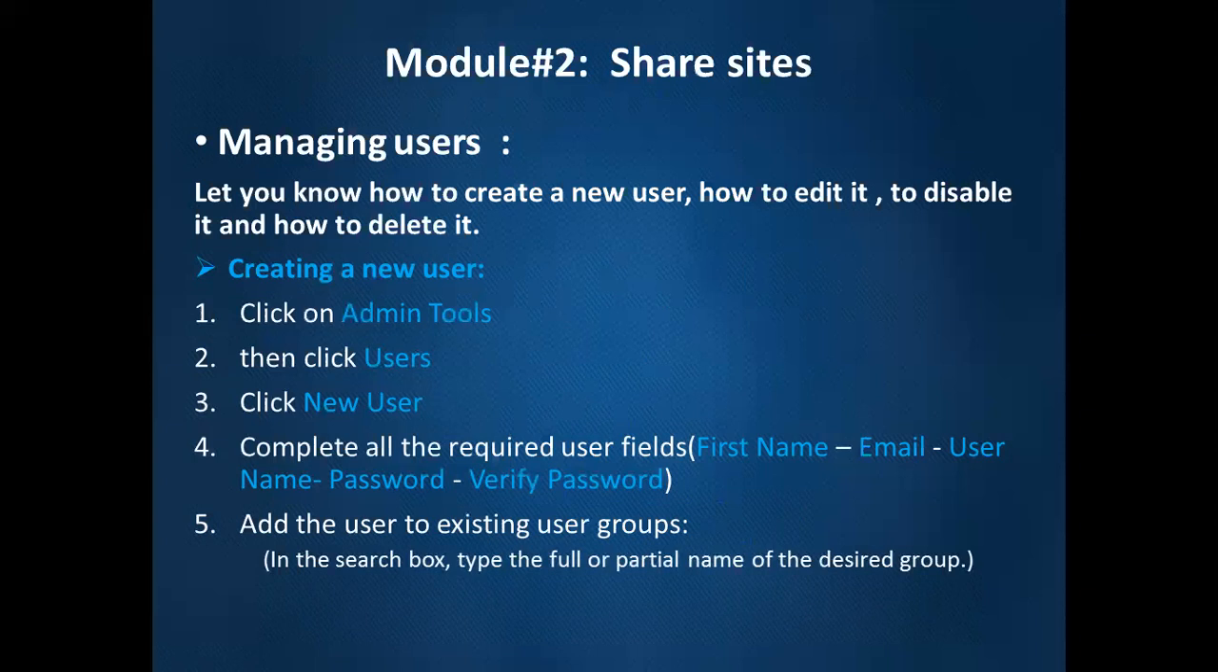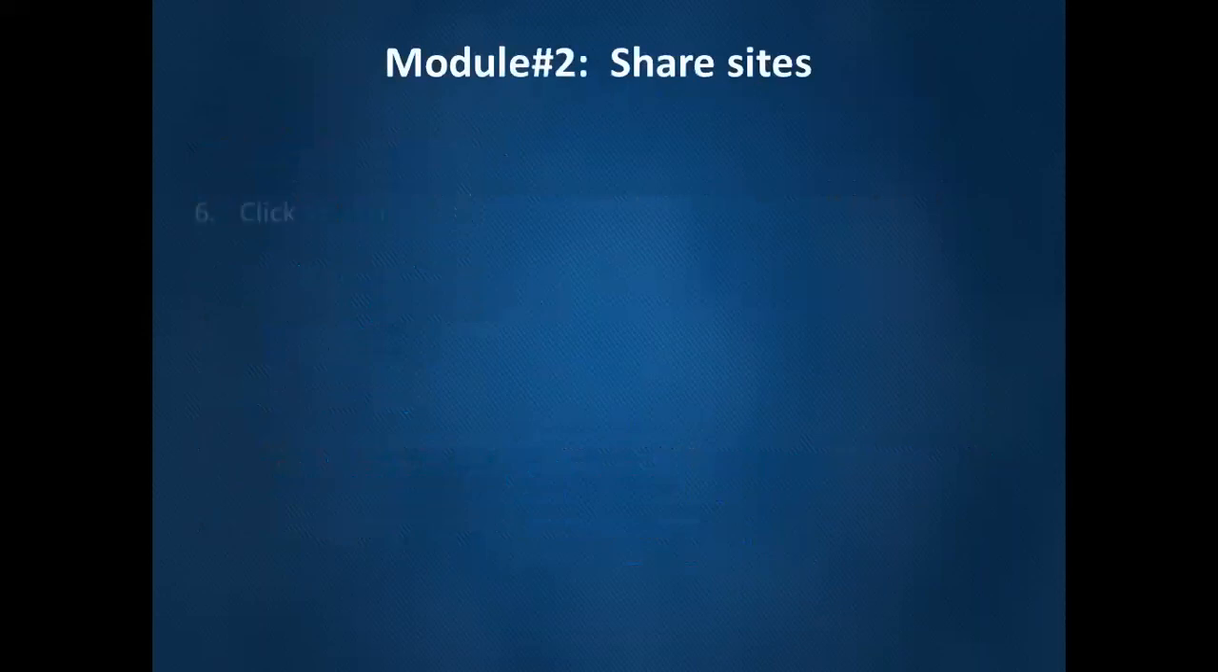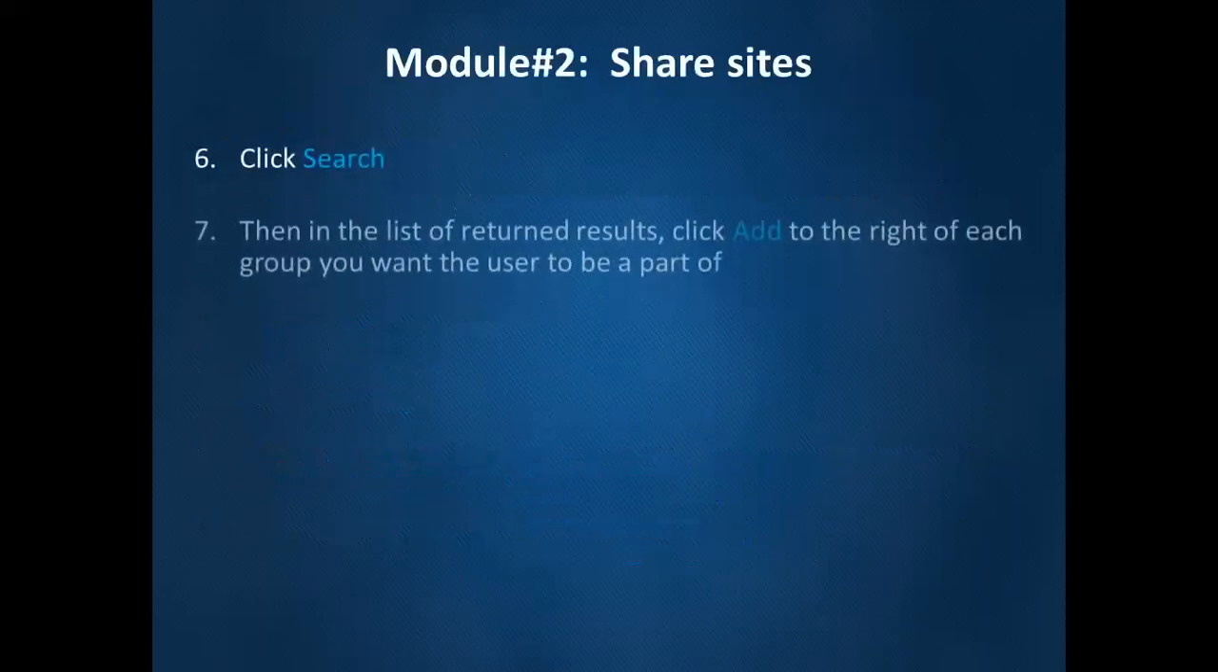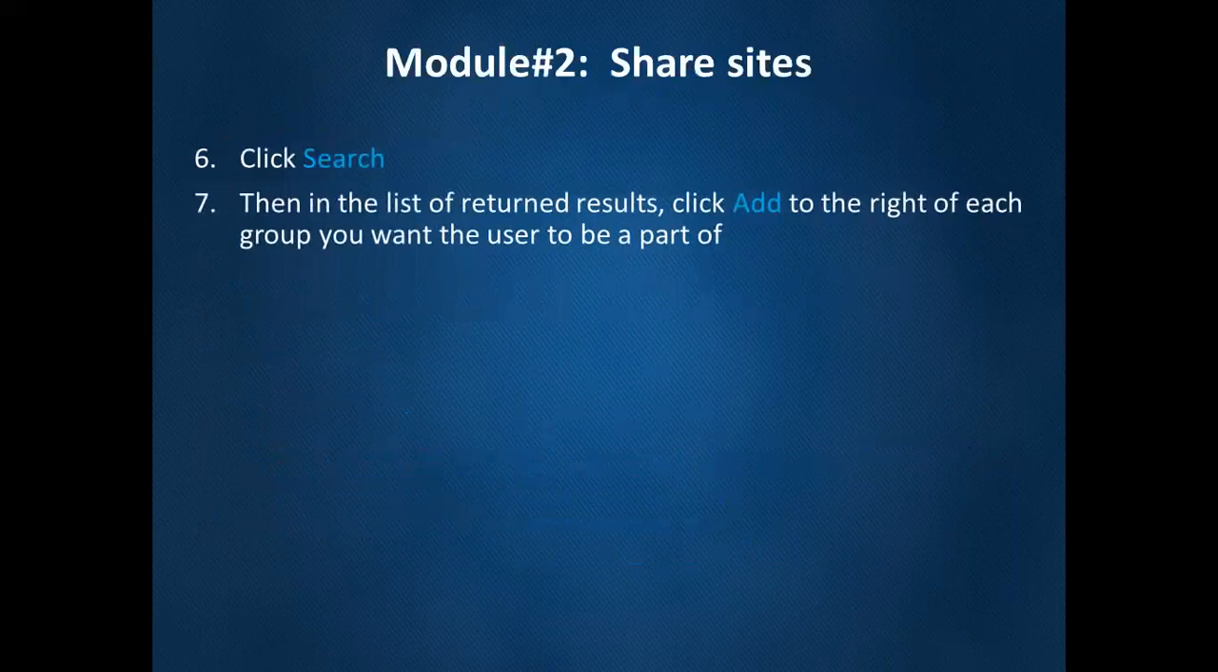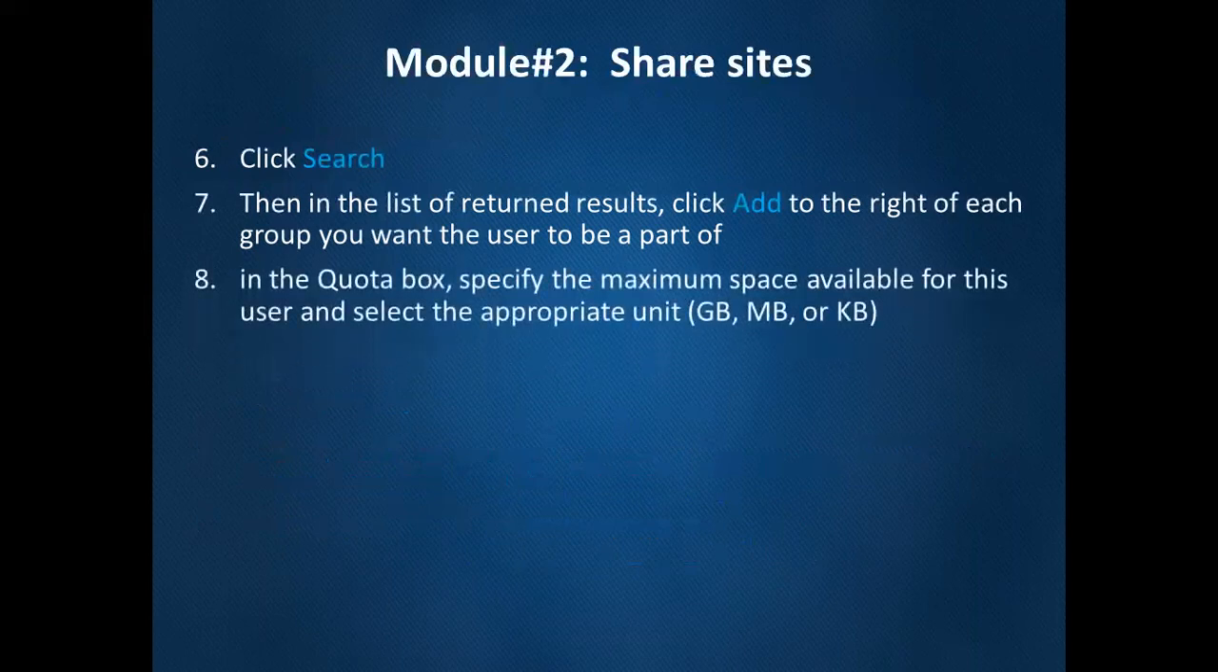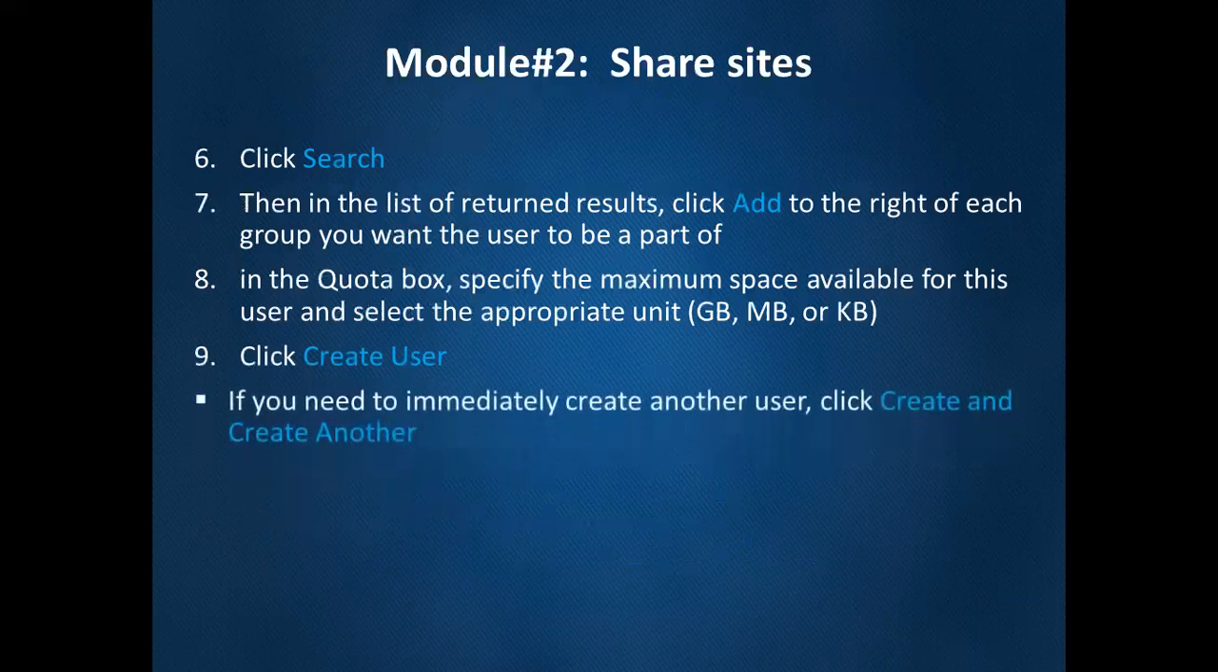In the search box, type the full or partial name of the desired group. Then click Search. Then in the list of returned results, click Add to the right of each group you want the user to be part of. In the Quota box, specify the maximum space available for this user and select the appropriate units. Click Create User. If you need to immediately create another user, click Create and Create Another.